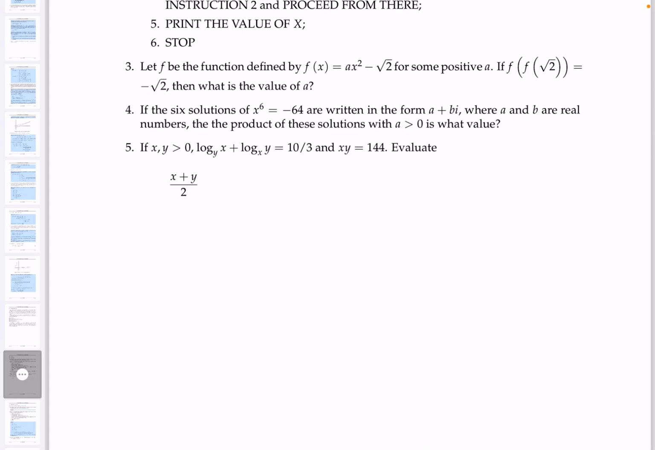All right, 3 says, let f be the function defined by f of x equals ax squared minus the root of 2. And then it says that f composed with f at root 2 is equal to minus root 2. What's the value of a?